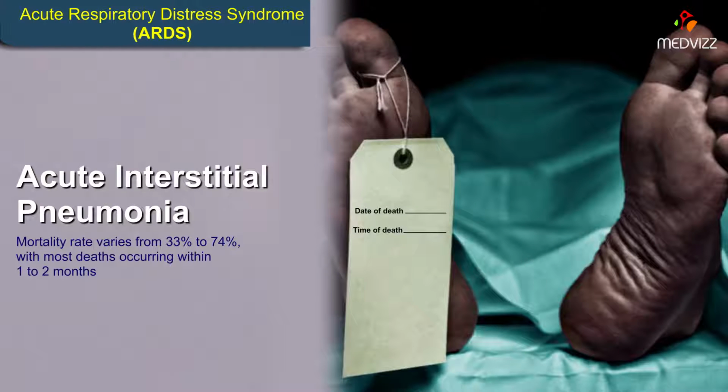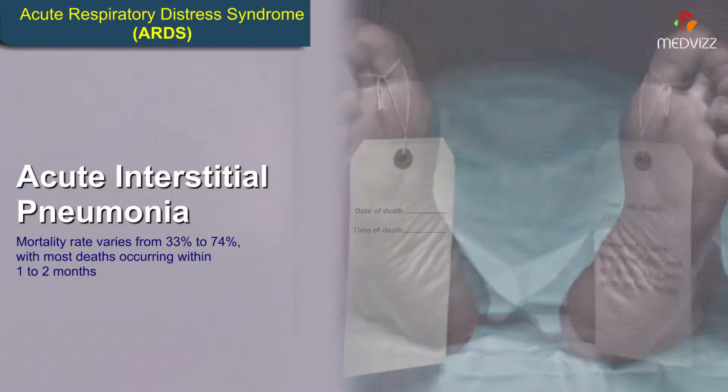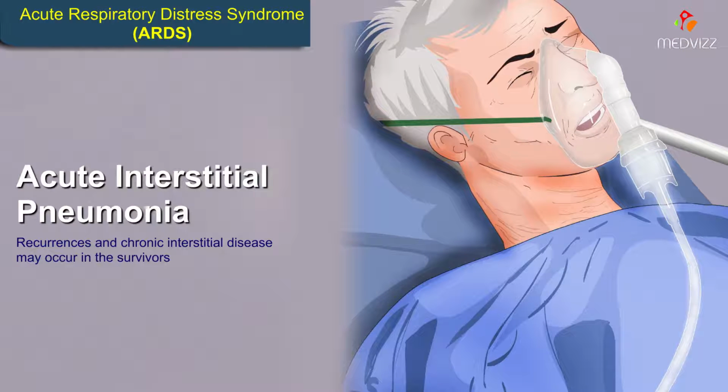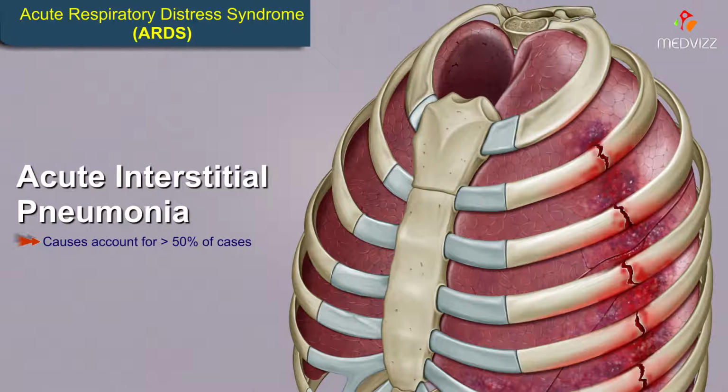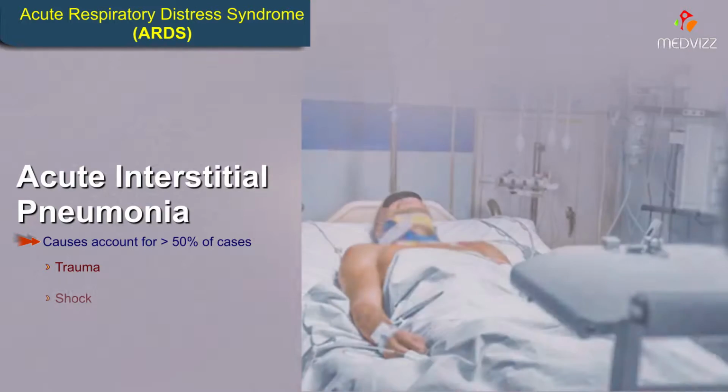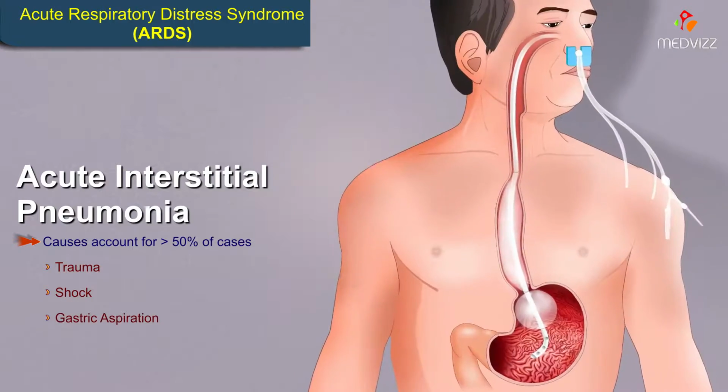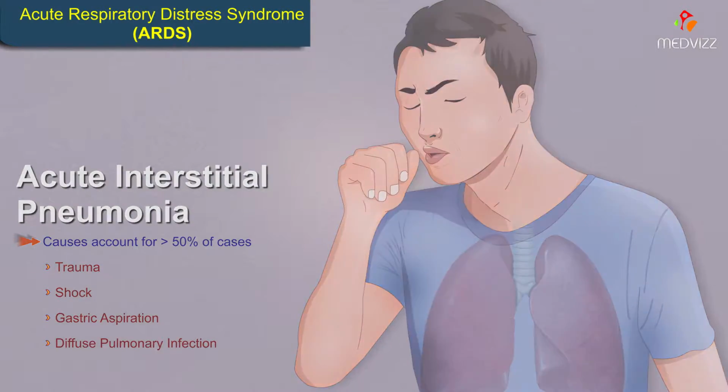The mortality rate is high and varies from 33% to 74%, with most deaths occurring within 1 to 2 months. Recurrences and chronic interstitial lung disease may occur in the survivors. Causes accounting for more than 50% of the cases included trauma, shock, gastric aspiration, and diffuse pulmonary infection.